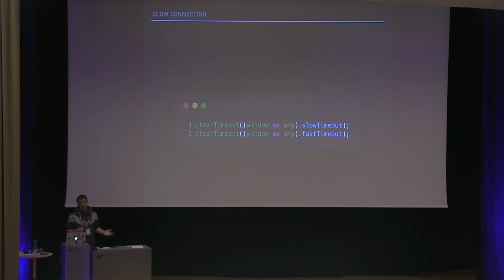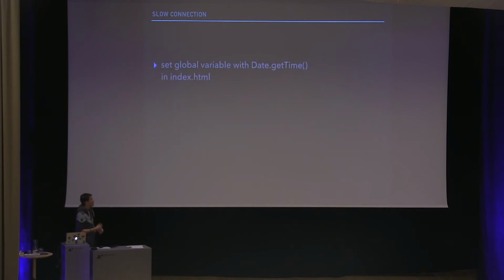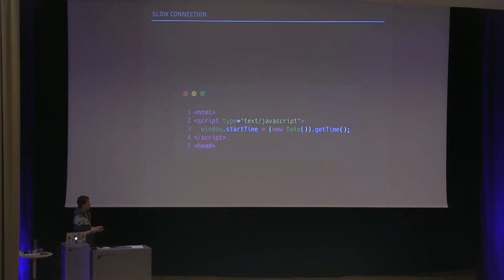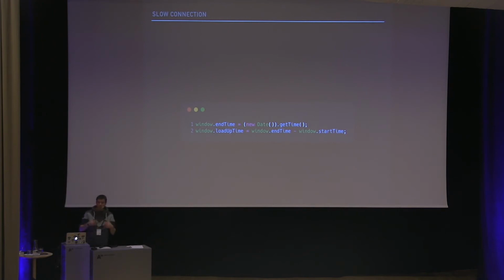Second approach, if you don't like the timeout thing, is to use global variables, and set the time in the index.html file and set the time in a later loaded JavaScript file. Again, the polyfill file would be a good candidate for that. You're seeing where I'm going with that. I start measuring, I stop measuring, and then I take the range of the end time and the start time, and I have a number. So the difference between those two is a number, I can play around with the numbers in the custom preloading strategy. The other one just plays around with booleans.